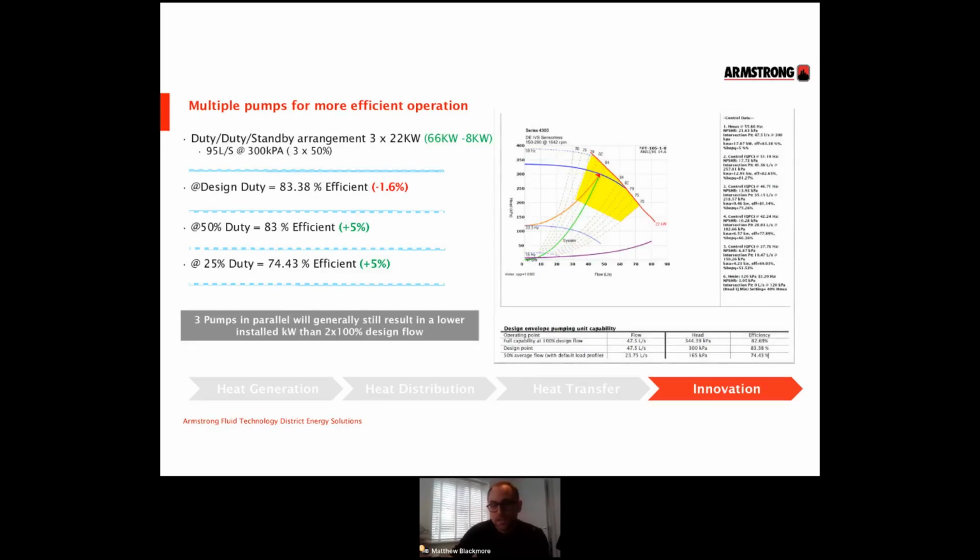If we then select 3 pumps in duty standby, we then see the total kilowatt installed power is now reduced to 66 kilowatts. So we've made a saving of power installation size, which has a knock-on effect of cost in terms of the infrastructure that goes with that in say a new network. So whilst we do actually lose a negative 1.6% of efficiency at design duty, what we actually gain is over 5% at half and quarter loads.